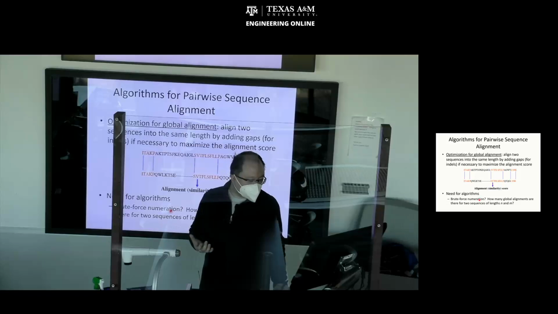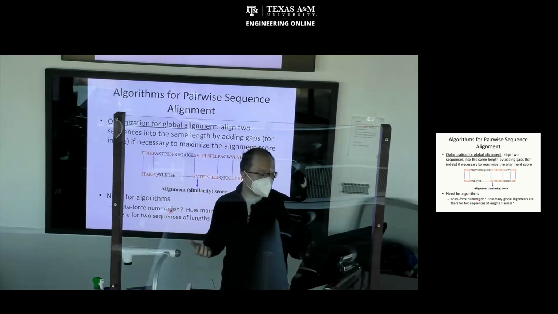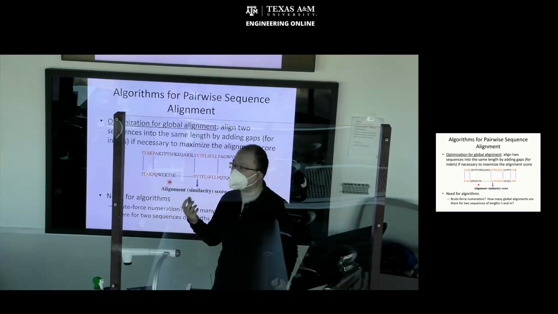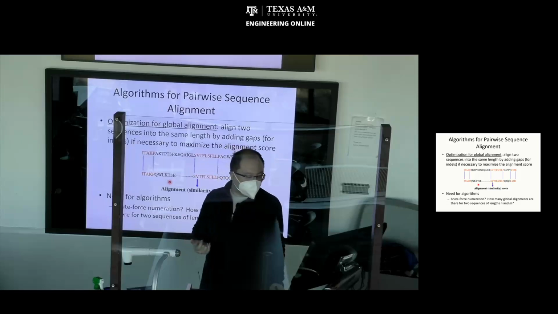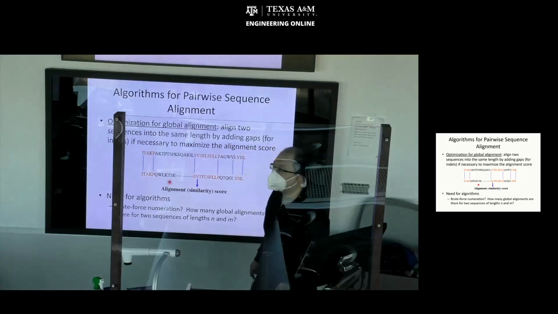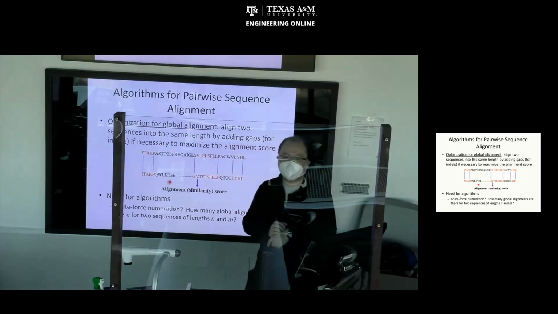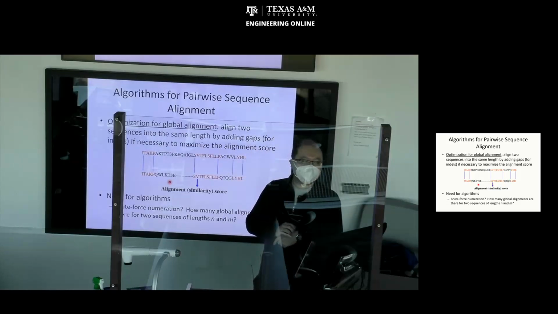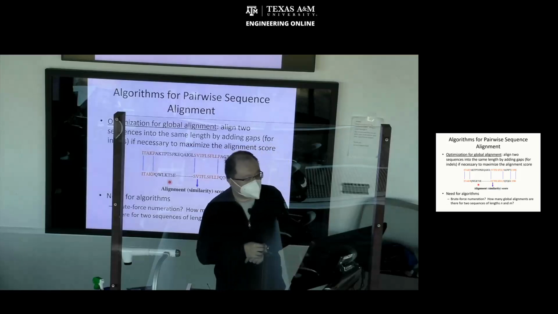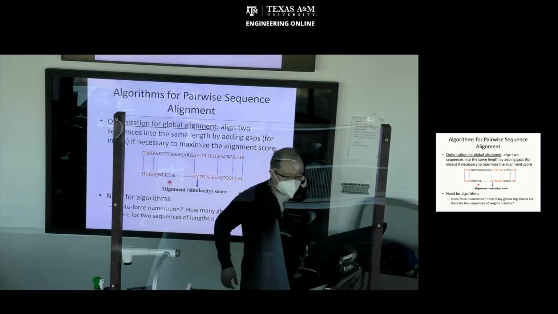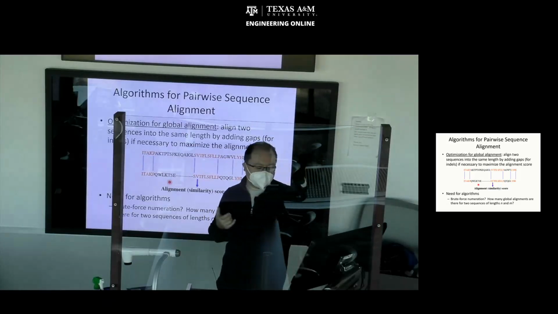We have two sequences whose lengths are m and n before inserting the gaps, respectively. How many global alignments are there? First of all, are we all clear about the concept of global sequence alignment? So how many alignments do you think there are when we align two sequences of length m and n?